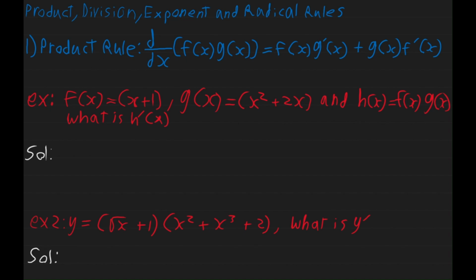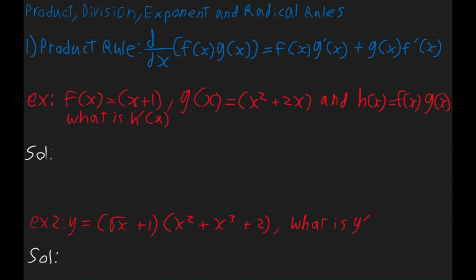Product rule is just two functions that are multiplied by each other. We have here, for example, the derivative of f of x multiplied by g of x. It's going to be equal to f of x as it is multiplied by the derivative of the second function plus the second function multiplied by the derivative of the first function. Does the order matter? No, it doesn't, because it's a plus sign. Okay, so let's do the first example.